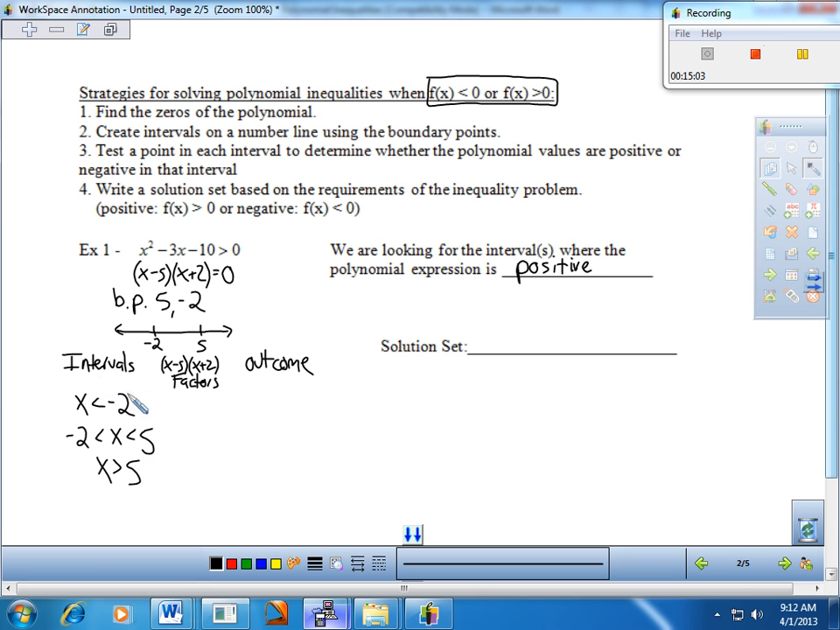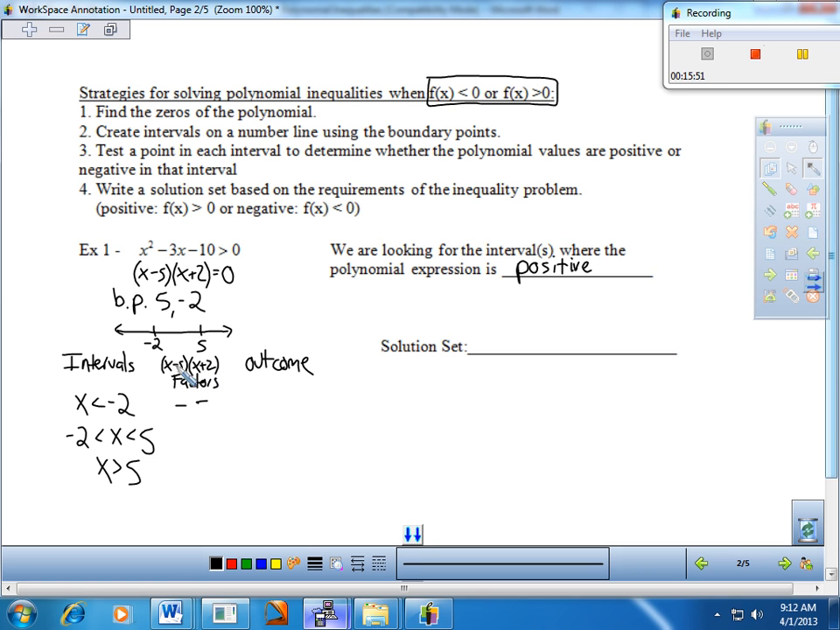So here's the idea. Let's pick any number less than -2. So I'm going to pick -3. -3 is a nice easy number for me to choose. And what I'm going to do, guys, is throw them in my two factors right here. I like doing it in factored form. To me, it's quick and easy. So if I make x -3, -3 minus 5 is a negative number. So it would make this factor negative. Then I'd put it in this one. Hey guys, -3 plus 2 is negative.